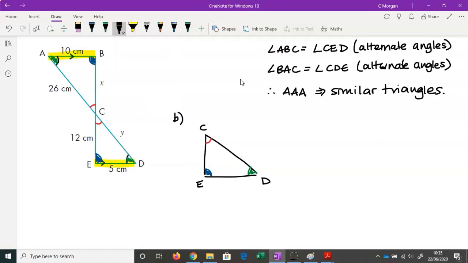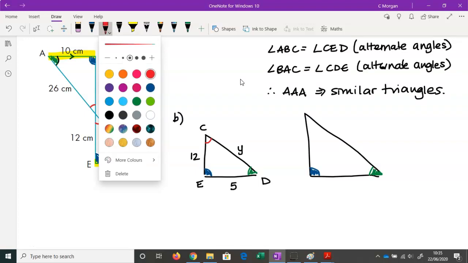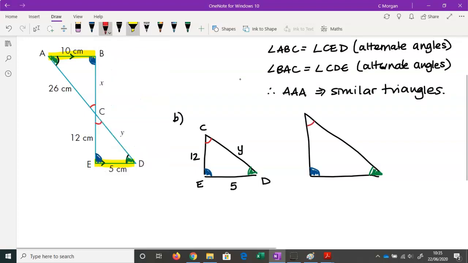So side E to D is 5 centimetres, side E to C is 12 centimetres, and side C to D is Y centimetres. I'm now going to draw triangle ABC, but in a completely different way. I'm going to try and make it the same orientation as triangle CED. So I'm going to be very careful that my blue angle is on the bottom left-hand corner, my green angle is going to be on the bottom right-hand corner, and my red angle is going to be at the top here.